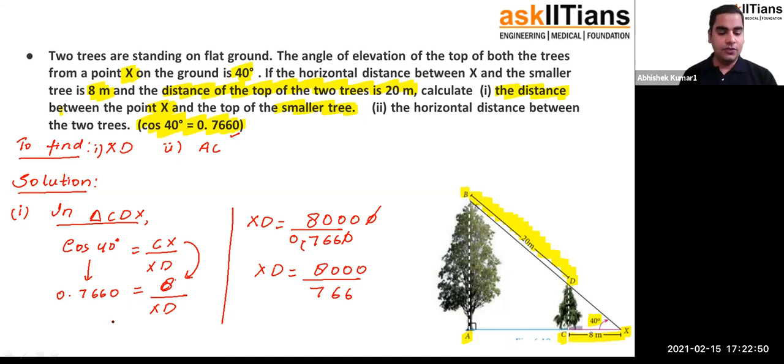Yes, it is going to be 10.44, or maybe 10.45 if you want to call it approximately. So the value of xd which you will get approximately is 10.44 meter. That's the answer to part 1 of this problem. That is the distance between the point x and the top of the smaller tree. That distance here is 10.44 meter.